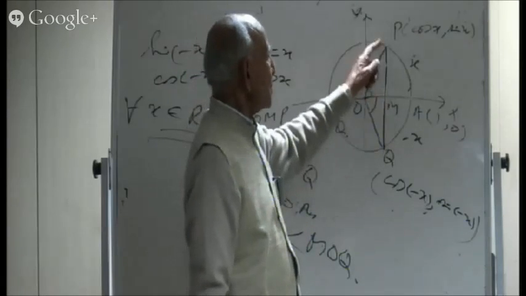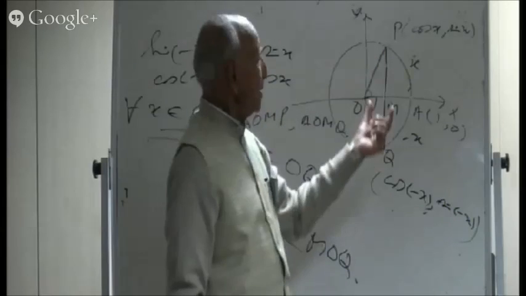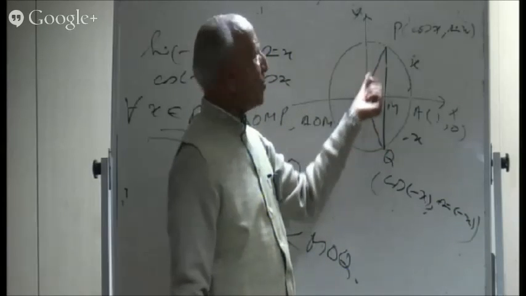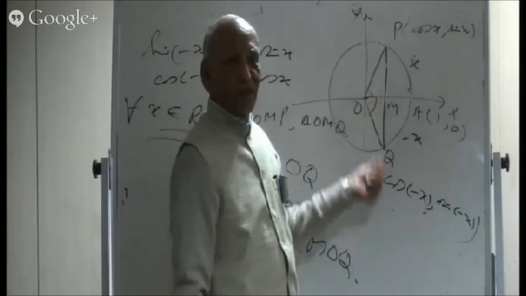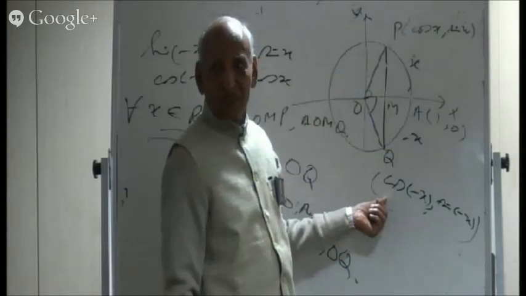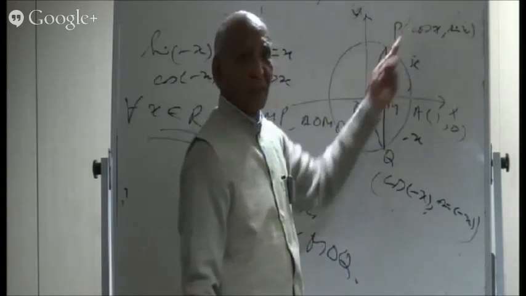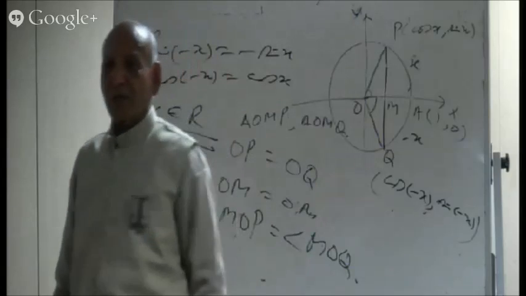The x coordinate of this point, the coordinates of this point are equal. OM is the x coordinate of this point. Is it right? So it has proved that cos of x is equal to cos of minus x.